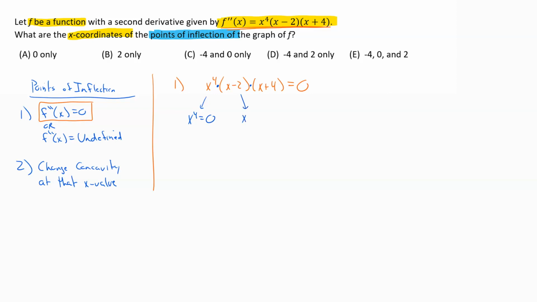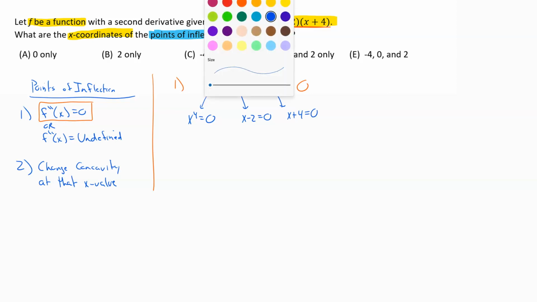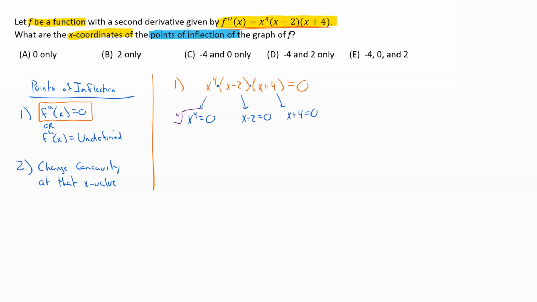Whenever x to the fourth equals 0, that's a possible inflection point. Whenever x minus 2 equals 0, and then whenever x plus 4 equals 0. These are all possible inflection points for us. So solve those math problems real quick. I take the fourth root of both sides to cancel out x to the fourth. That gives me x equals 0, possible inflection point. Add 2 to both sides, I get x equals 2, another possible inflection point, and then subtract 4, I get x equals negative 4, and those are my 3 possible inflection points.